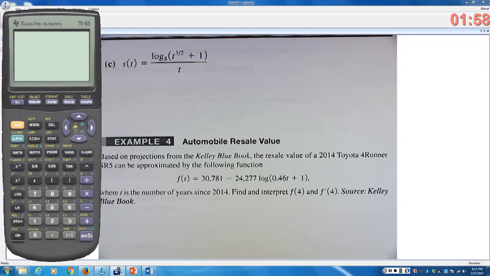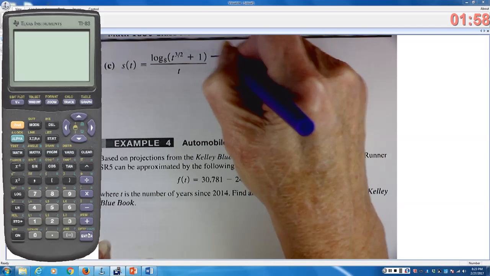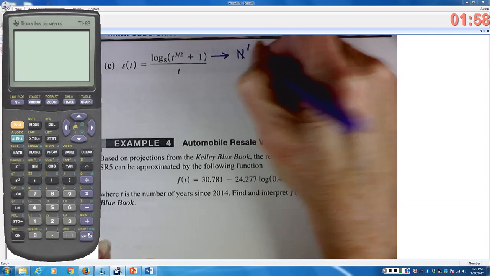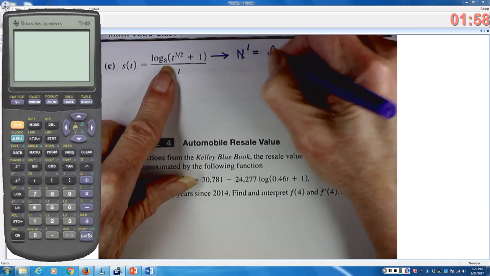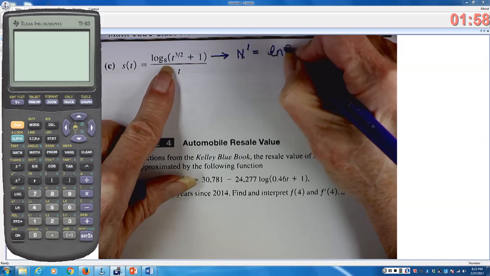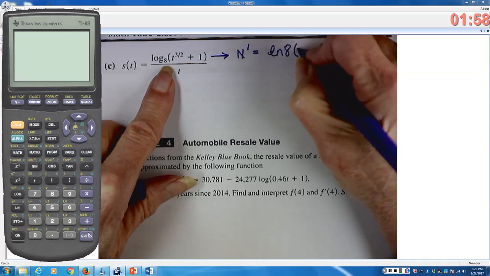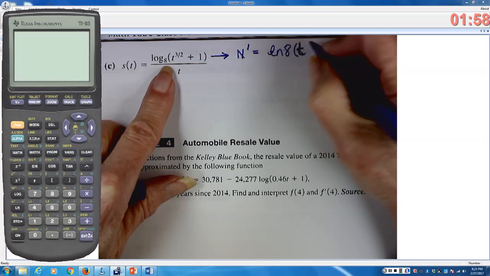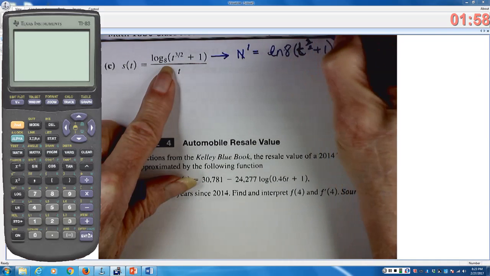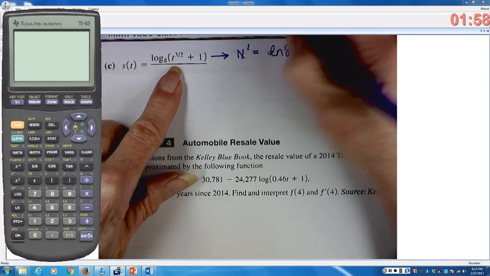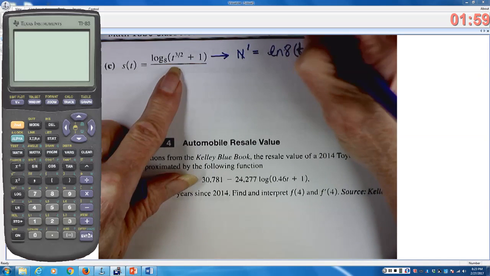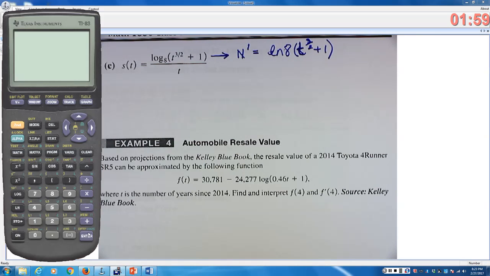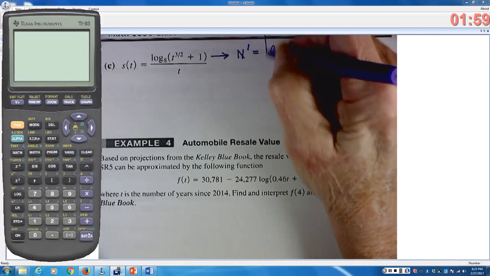So for the quotient rule, I've got a numerator, and I need its derivative. And its derivative is going to be the natural log of 8 times the original function. I keep wanting to put an x, but it's a t. And the numerator is going to be the derivative of that, so it's going to be 3/2 t to the 1/2, plus 0 for the 1, but we're not going to write that down. So there's your numerator derivative.